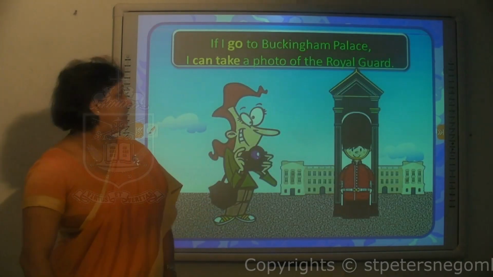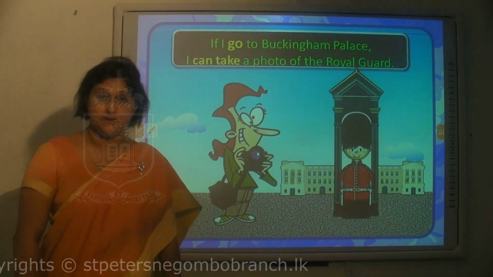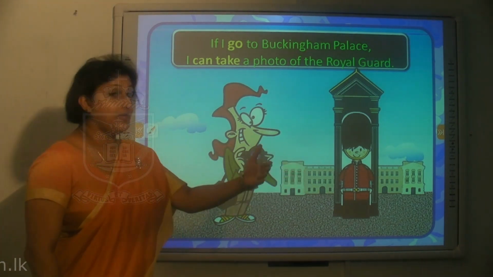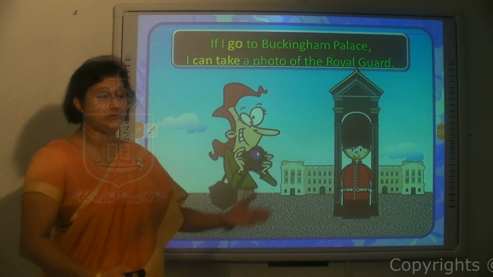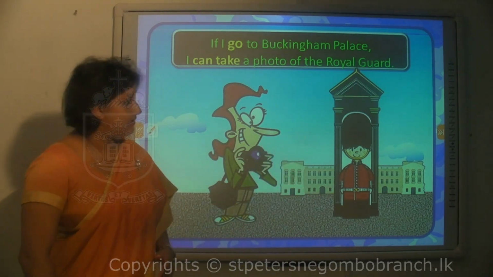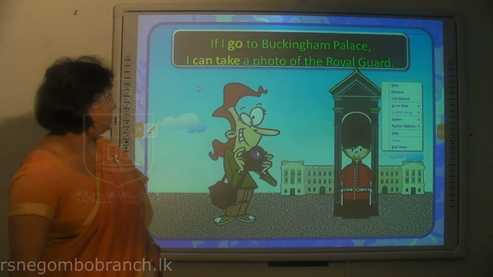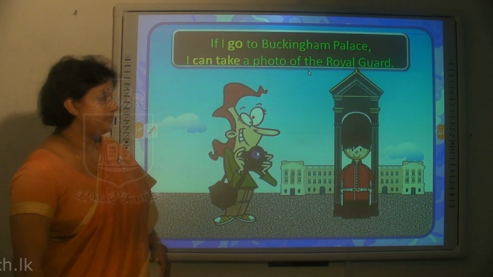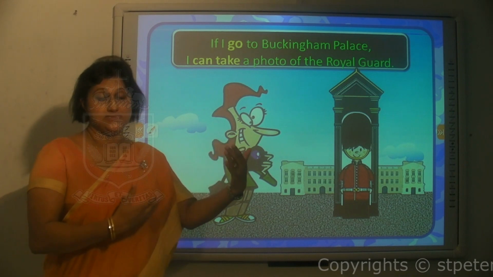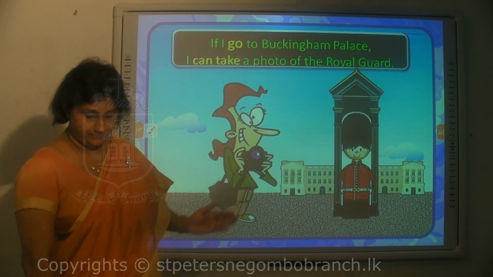Now here I have given the same example. If I go to Buckingham Palace, I can take a photo of the Royal Guard. If you go to that place, there is a possibility of taking a photograph of the Royal Guard. So that is about a possible situation. Earlier I said, if I go, I will take something like that. But here I have given another example, I can take a photograph.